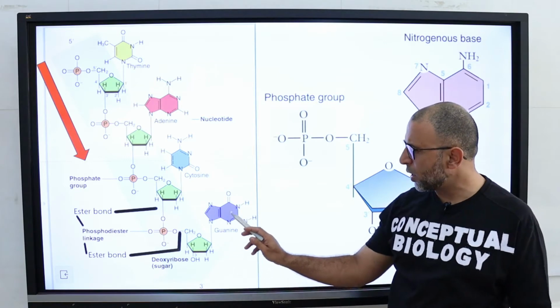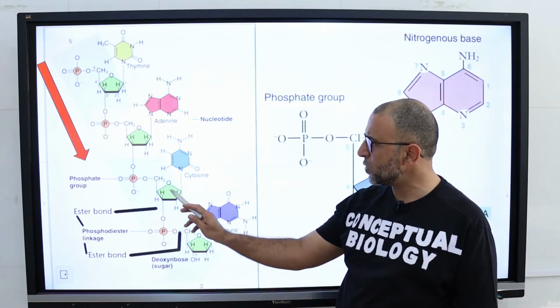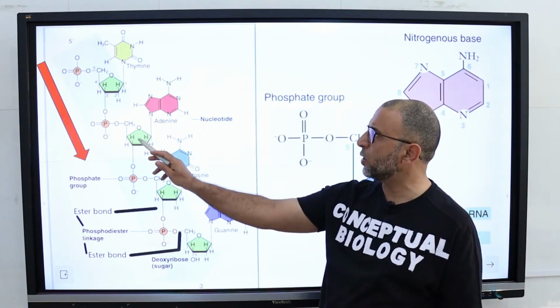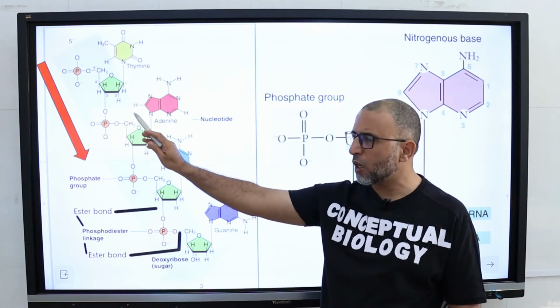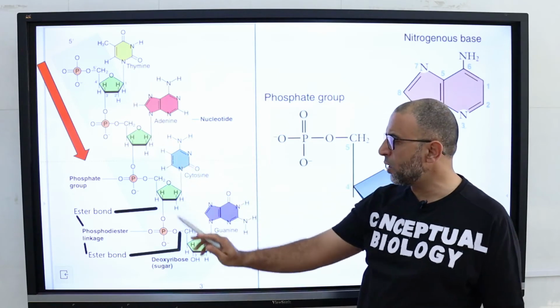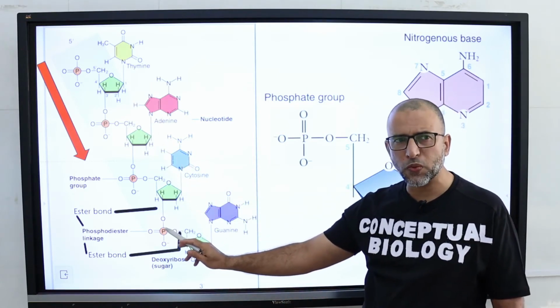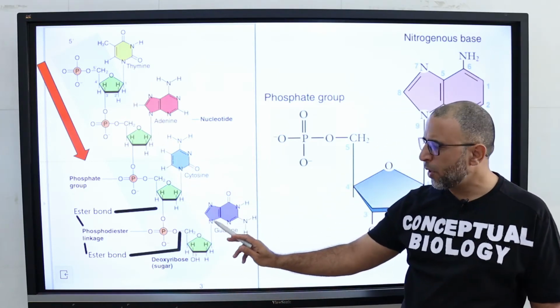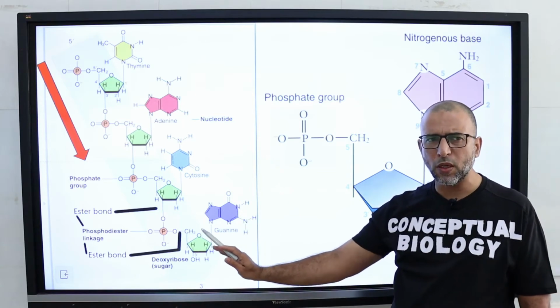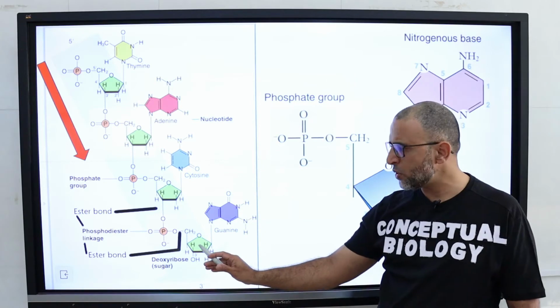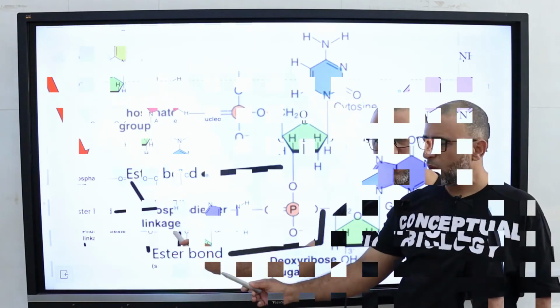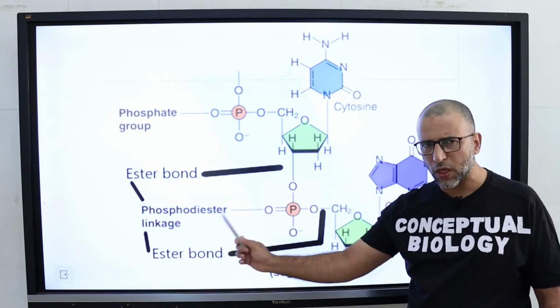The nucleotides like guanine nucleotide, cytosine nucleotide, adenine nucleotide and thymine nucleotide are linked by covalent bonds to form an alternating sugar phosphate backbone. The backbone of each strand is made of alternating sugar, deoxyribose, and phosphate group. What is a phosphodiester linkage?